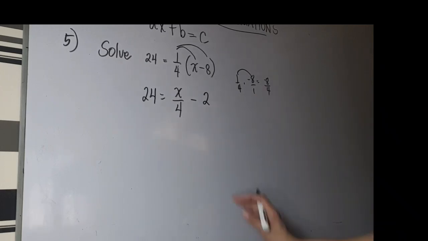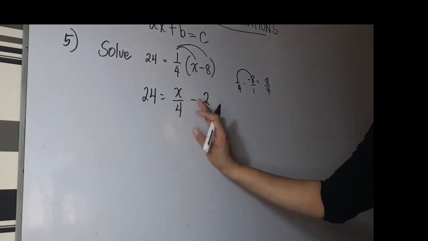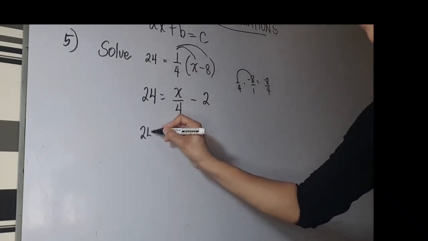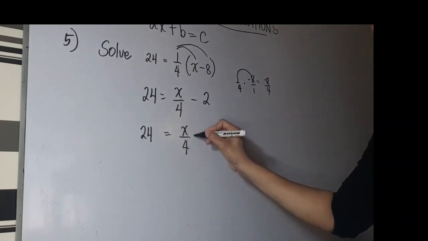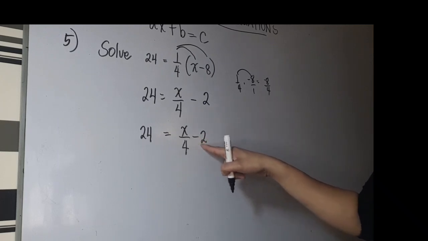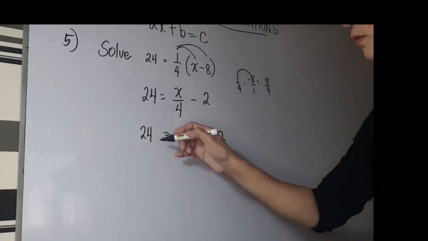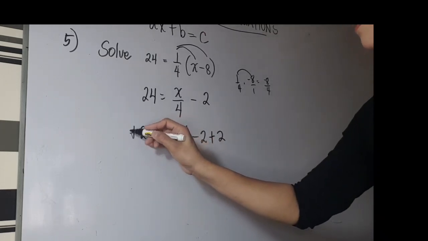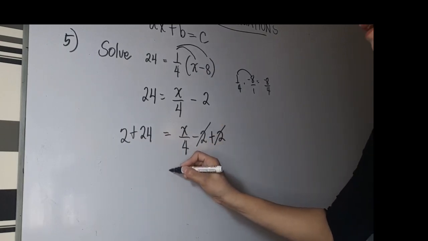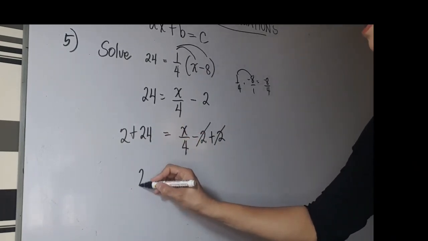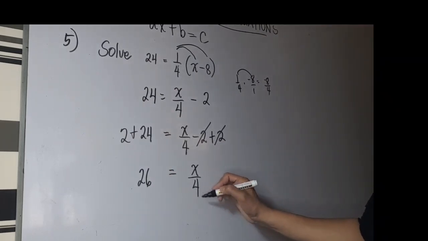Since the variable is on the right side, we are going to isolate it here. So 24 is equal to x over 4 minus 2. In order to isolate, you're going to add 2, so add 2 also here. So, plus 2, and this is canceled. We have 2 plus 24 is 26. So, we have x over 4.